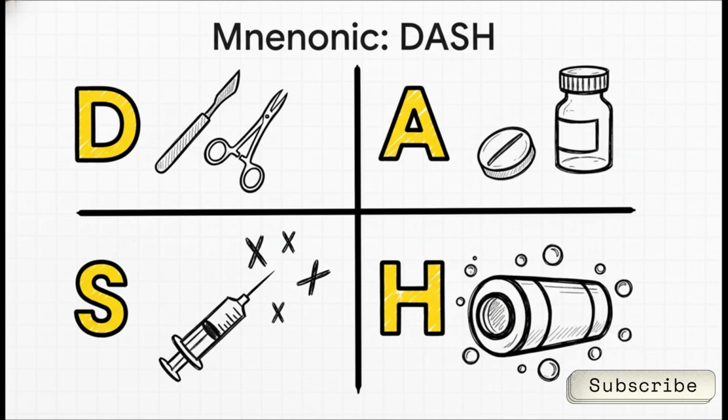A surgeon has to go in and cut out all of the dead tissue. A is for antibiotics, usually a powerful combo of penicillin and clindamycin. S is for serum, giving the patient antitoxin to neutralize the poison. And H is for hyperbaric oxygen, putting the patient in a high-pressure oxygen chamber to kill those oxygen-hating bacteria.